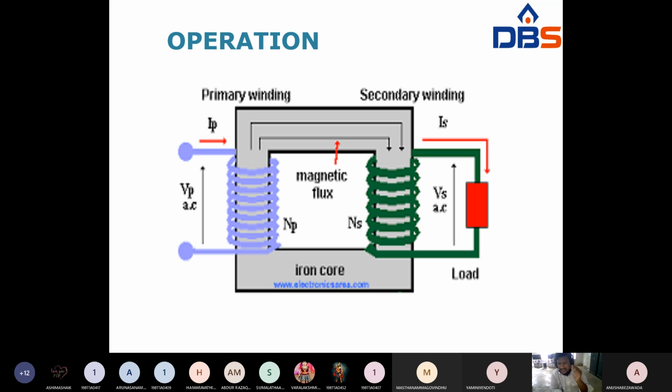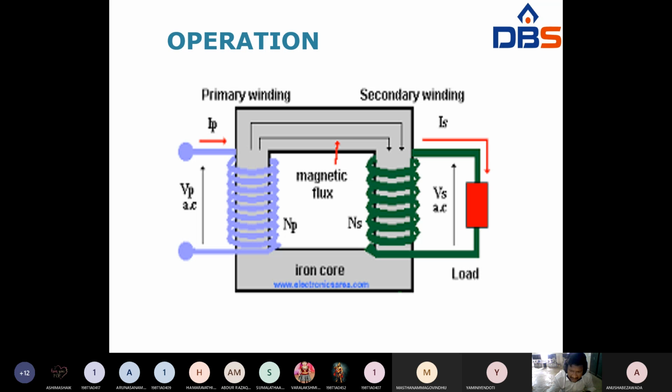So we have to derive the EMF equation for the primary winding as well as the secondary winding. Whereas in a generator, which is a rotating machine, there is only one EMF: E is equal to pi Z N by 60 into P by A. But here, E1 is equal to some equation, E2 equal to some equation. So two EMFs, primary winding EMF as well as secondary winding EMF.